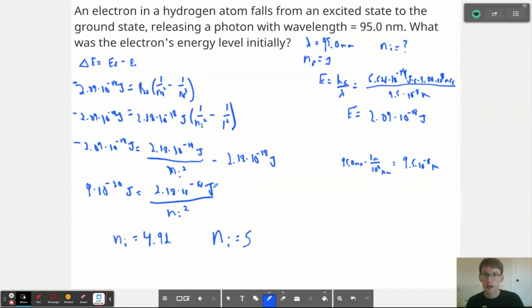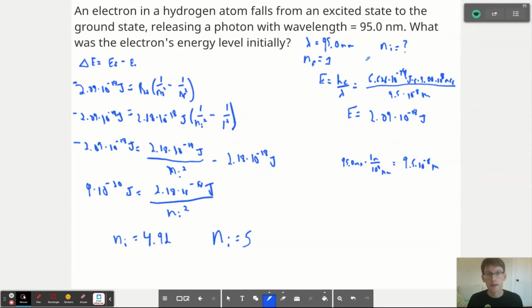I also want to point out that sometimes you can tell based on the wavelength a little bit about what you're trying to find. So for example, let's say we were given that we started in the n equals 5 state and we dropped down to an unknown energy level. Well, if we know that we're starting in the n equals 5 state and the wavelength is 95 nanometers, 95 nanometers is easily into the ultraviolet, and we know that the Lyman series, which ends in n equals 1, is in the ultraviolet range.